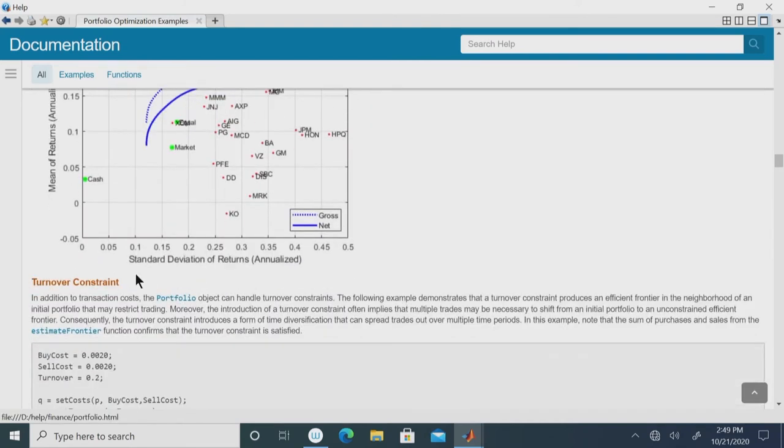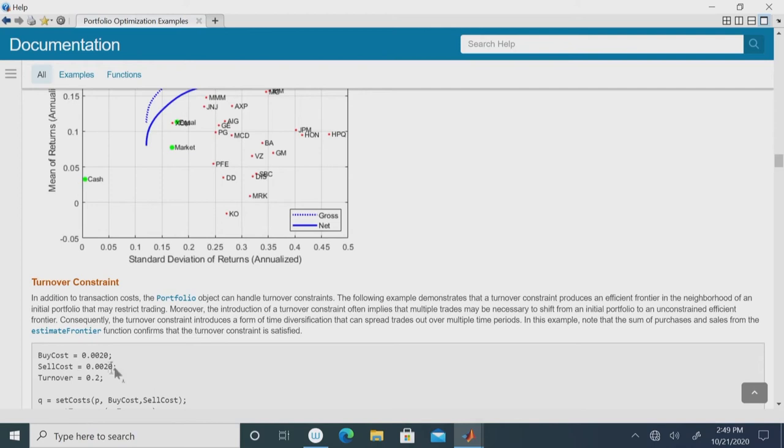The second constraint that we consider for inclusion is what is known as the turnover constraint. You would recall from the previous lecture that the portfolio object, in addition to transaction cost, can also accommodate turnover constraints. Remember that the turnover constraint was basically a restriction on the extent to which you can do your trading, because you have to reshuffle your portfolio from time to time in order to obtain the best optimized portfolio, but you need to ensure there is not too much volume of transaction, because that also incurs cost. So, in the next example, we will demonstrate that a turnover constraint produces the efficient frontier in the neighborhood of the initial portfolio.